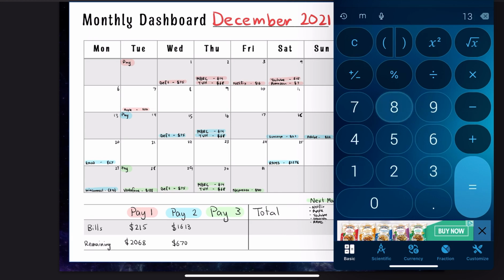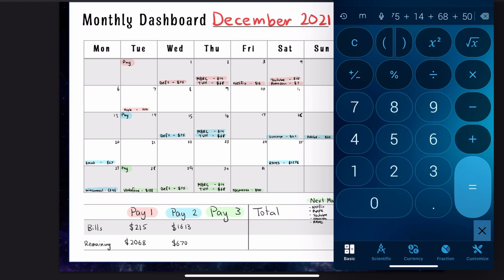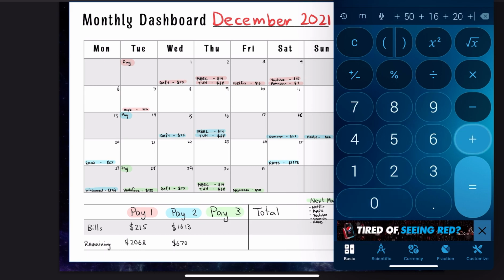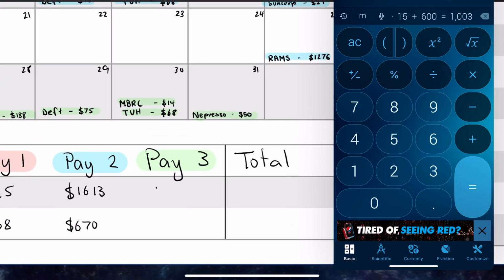So if we add all of these together, 138 plus 75 plus 14 plus 68 plus 50, and then all the other ones. So Netflix was 16, Apple for 20, Amazon for that, 15 for YouTube, and then I think it's going to be around $600. So we're going to budget for around $600. I have a feeling he said $579, but I don't know if I'm just making that number up in my head, which is entirely possible.